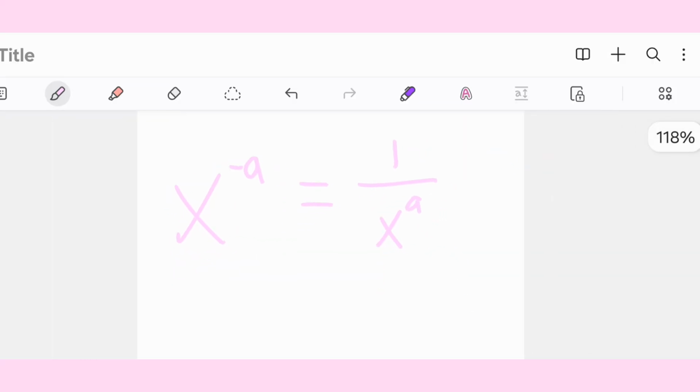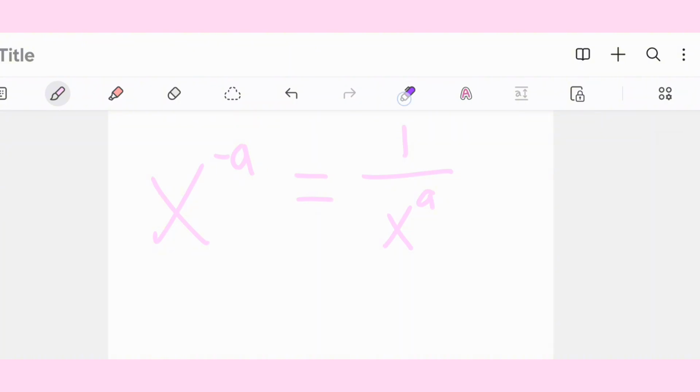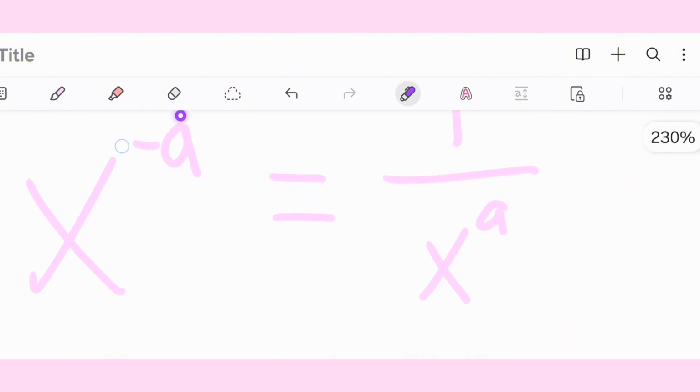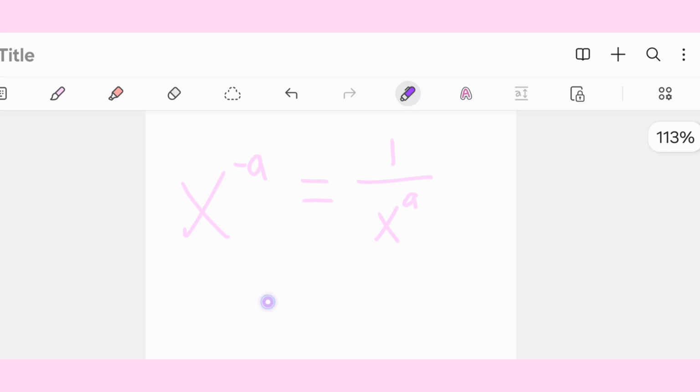Alrighty guys, so this is the next rule we're going to go over. All this is saying is that when you're given a negative as your exponent, you are going to flip it over and do its reciprocal. So, for example, I hope you guys know that, let's say 1 of x, right? Or actually, let me use a different number.